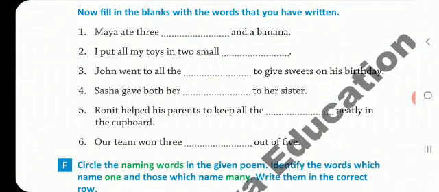Maya ate 3 peaches and a banana. I put all my toys into 2 small boxes. John went to all the classes to give sweets on his birthday. Shasha gave both her watches to her sister. Ronit helped his parents to keep all the dresses neatly in the cupboard. And the last one is, our team won 3 matches out of 5.